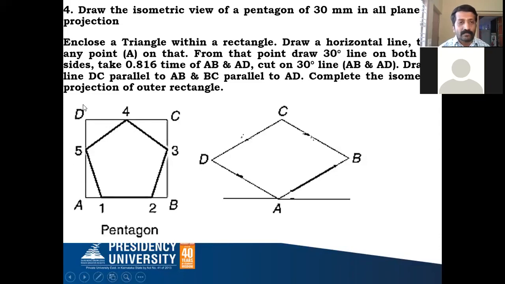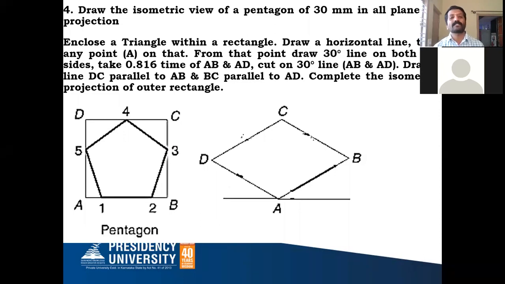Wherever this vertical projector and horizontal projector meet, you call it D. Here also the vertical projector and horizontal projector meet, we call it A. Similarly, from point 3 you draw a vertical projector like this. Wherever these two projectors meet, call it C. Similarly, you draw a vertical projector downwards from 3, and wherever it meets this horizontal, you call that B. So like this, you have to enclose this pentagon within a box.